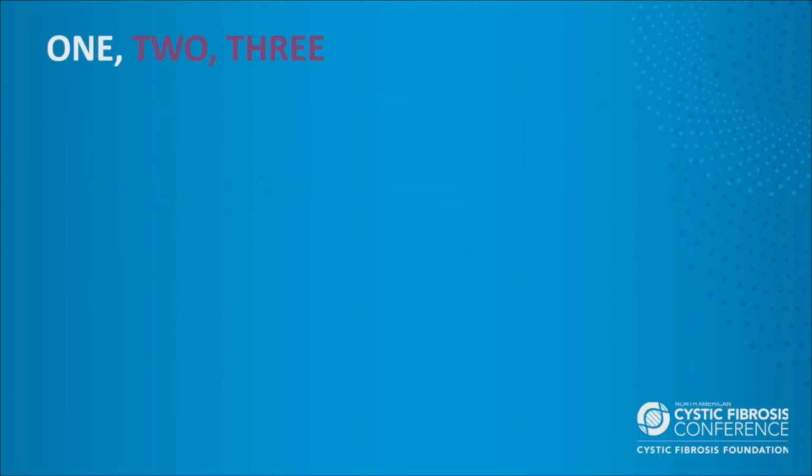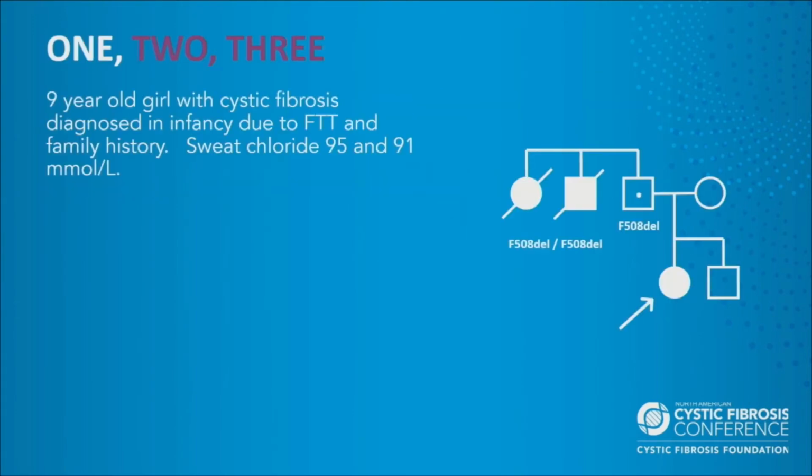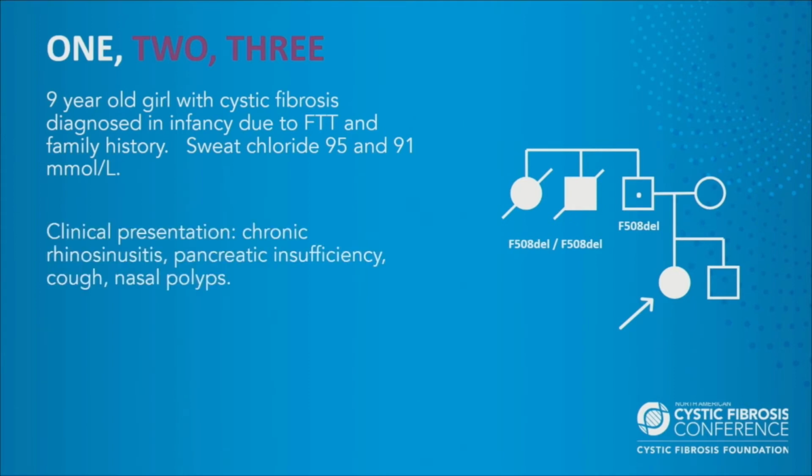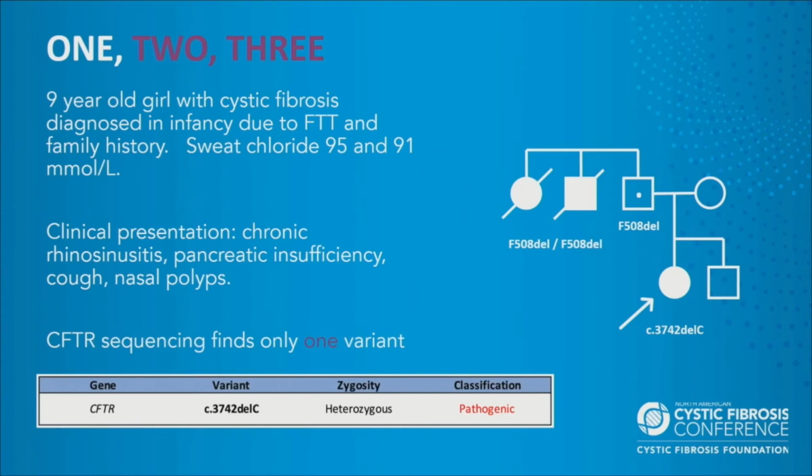Okay, so first case is a 9-year-old girl who was diagnosed with CF in infancy due to failure to thrive and a family history of CF. Her dad had 2 siblings who are now deceased, both who were homozygous for delta F508. Dad is a known delta F508 carrier. Her sweats were 95 and 91, and her clinical picture completely fits a diagnosis of CF. So in the age of modulators, genetic testing is done, and it's a surprise. So she undergoes CFTR sequencing, and only one heterozygous variant is identified.